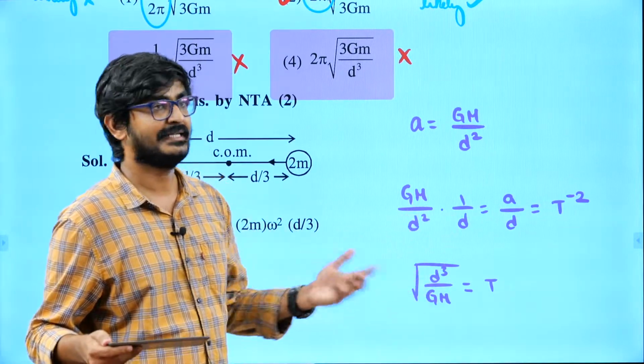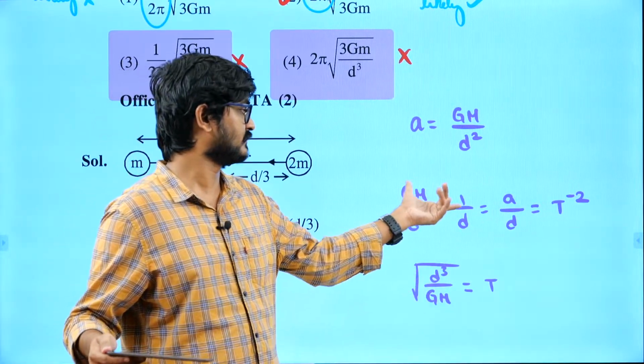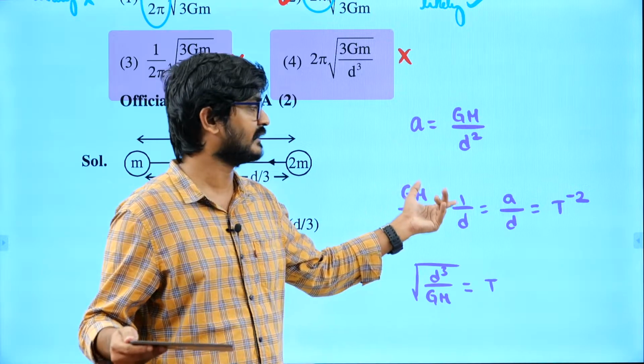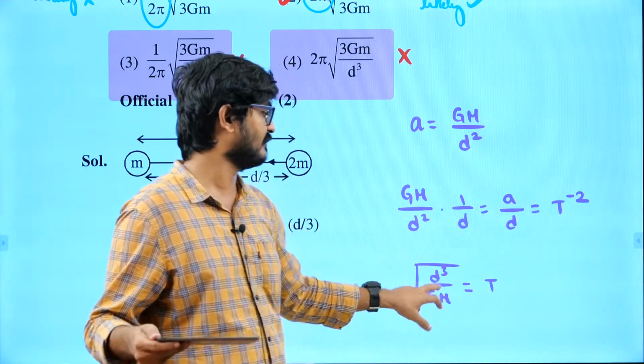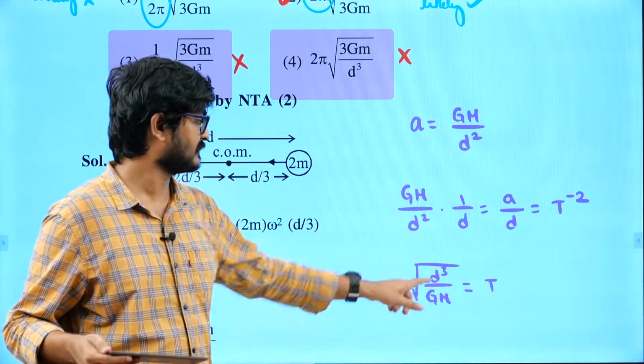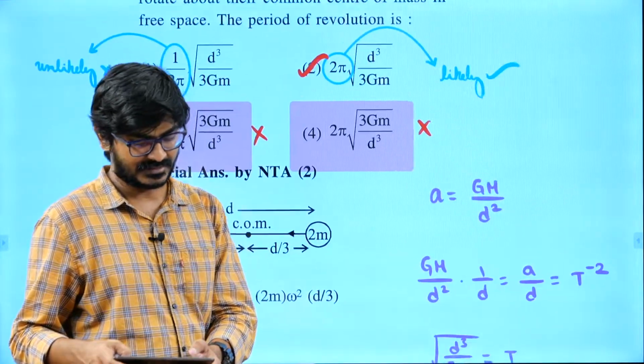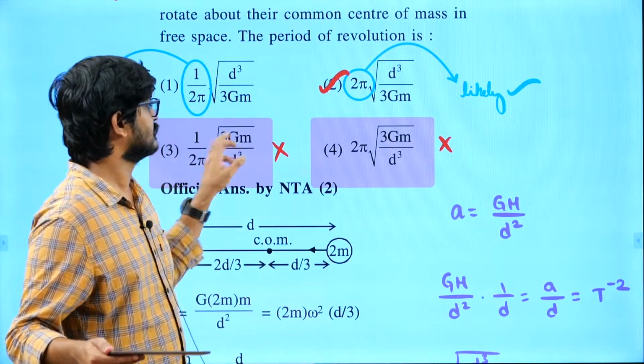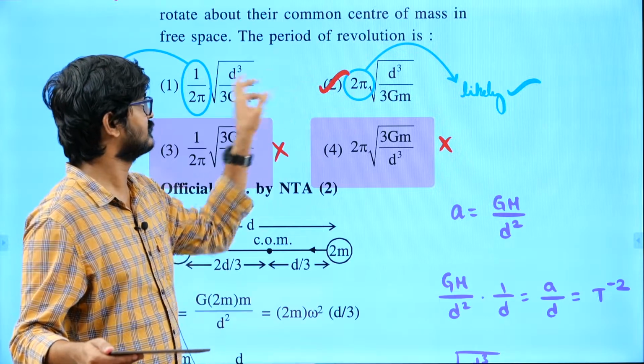But what I need is t. So how to get that? This term is t power minus 2. If I take the square root, I will get t power minus 1. If I invert it, I will get time. So the time period must have these dimensions. From there I can see these two can't be the answers. Now out of these two, one has to be the answer.